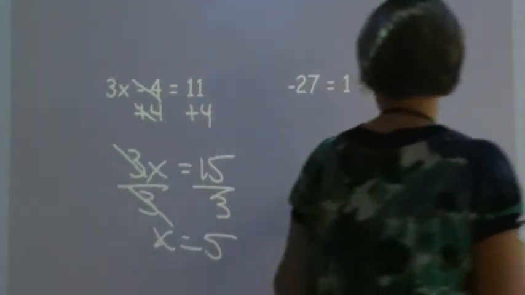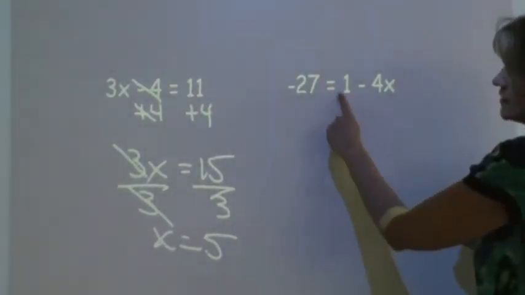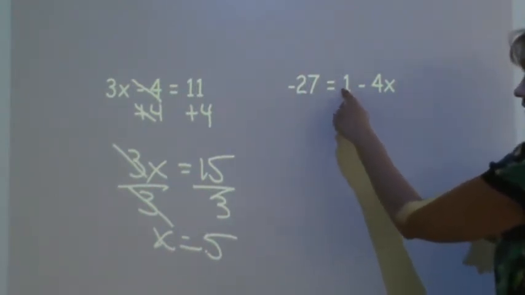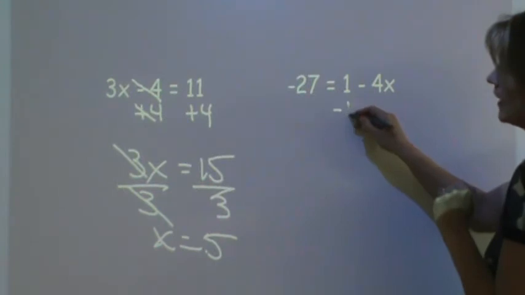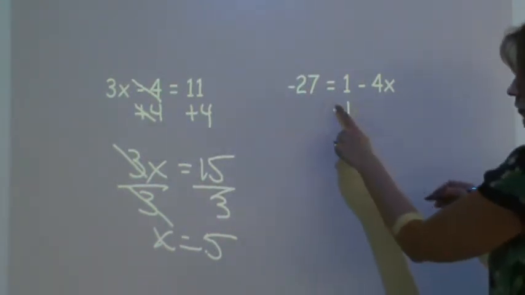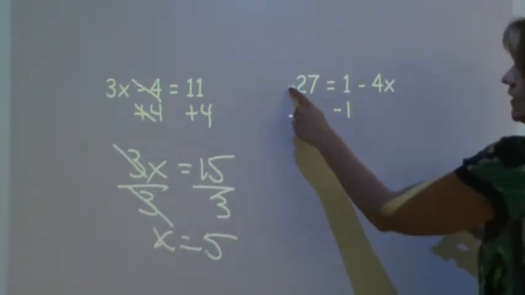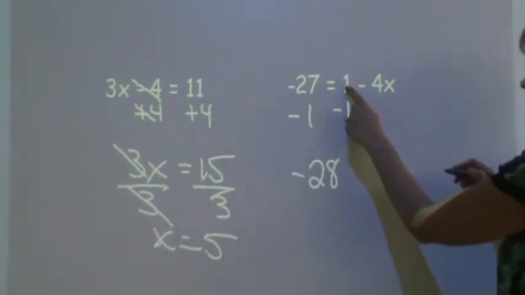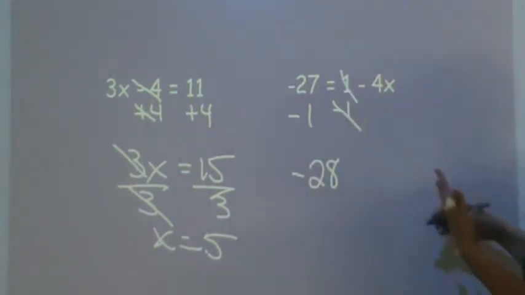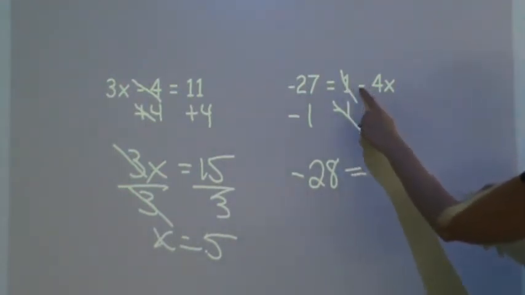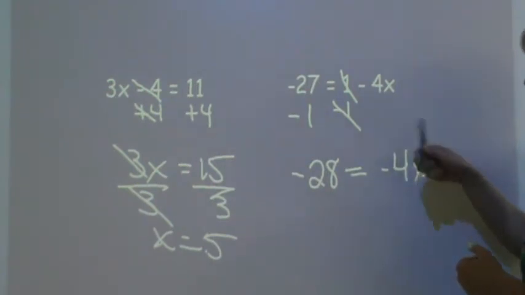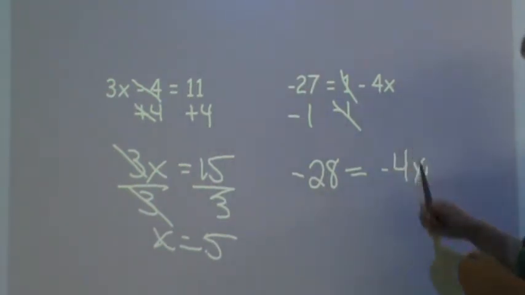This one, two-stepper again. This has an x, this doesn't. So we need to get these together. If it's a positive 1, to move it over there, I'm going to have to minus 1. Whatever I do to one side, I do to the other. Negative 27 minus 1 is negative 28. 1 minus 1, that's going to cancel. That's 0. Nothing minus 4x, or 0 minus 4x, is negative 4x. Don't drop that sign. That stays with it.